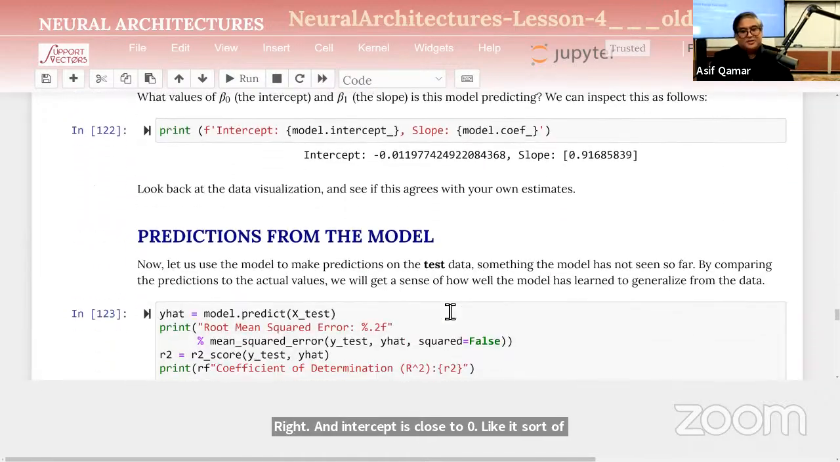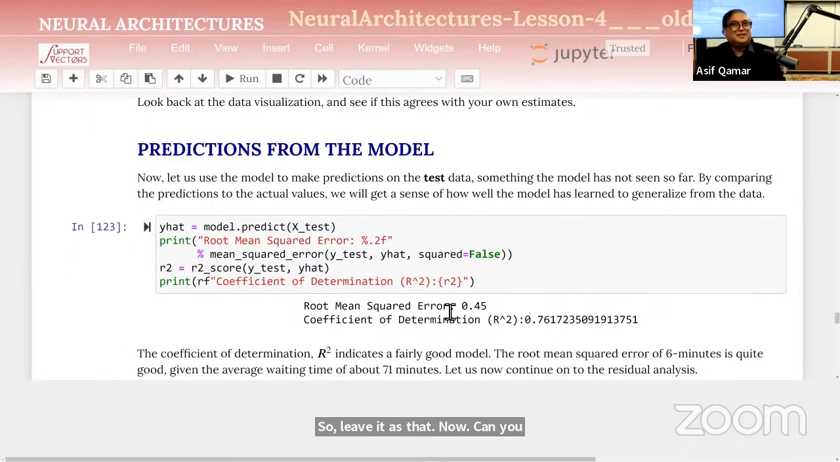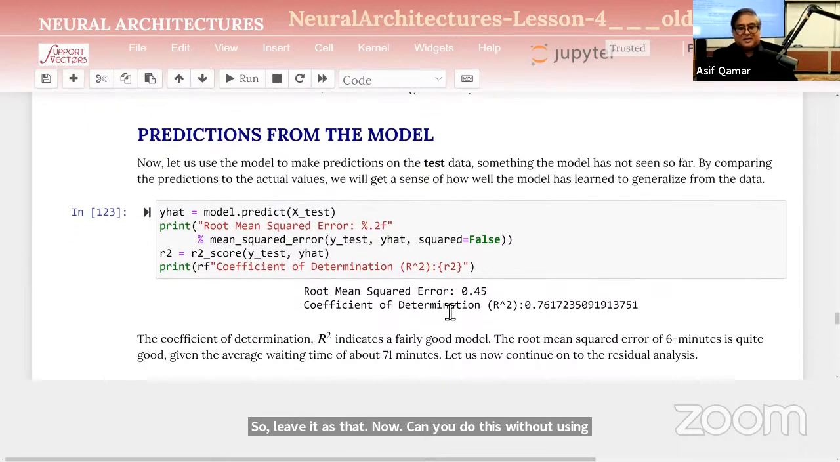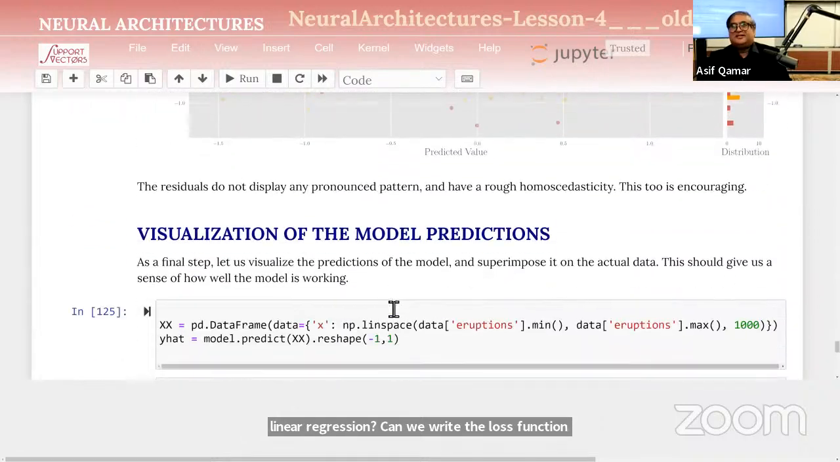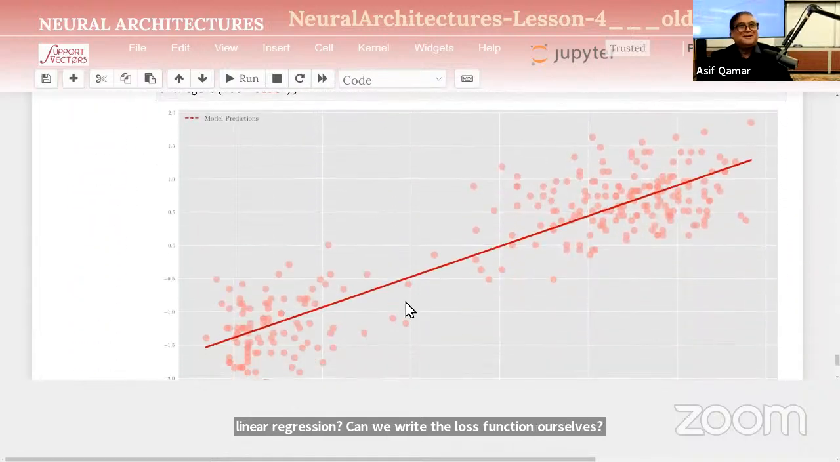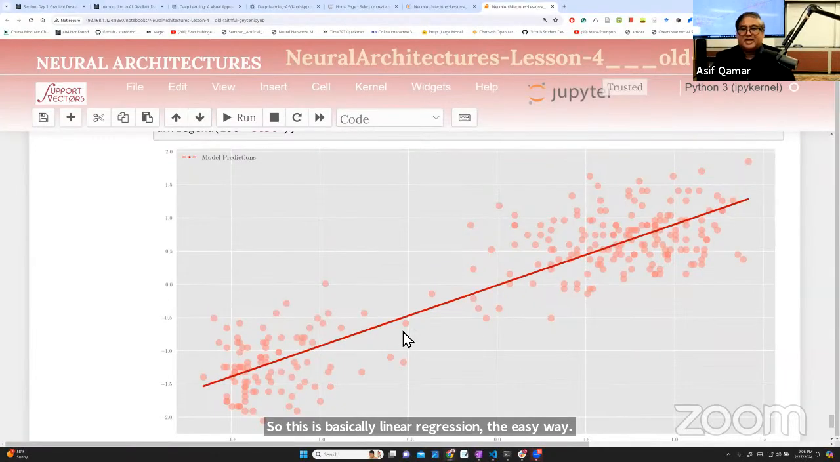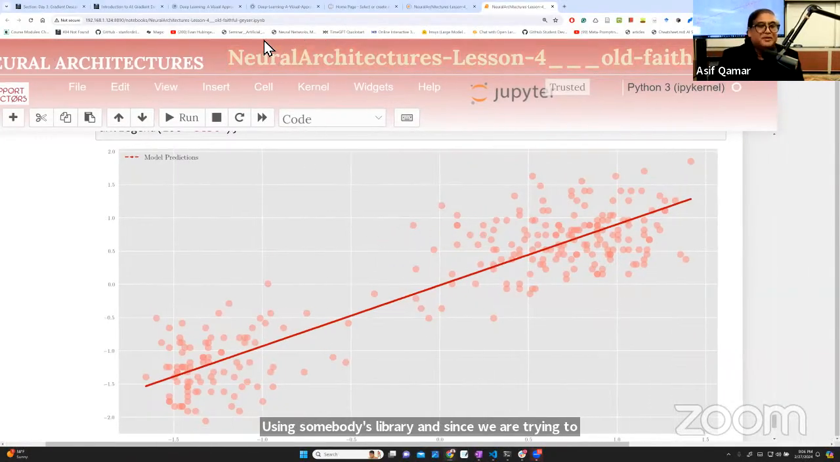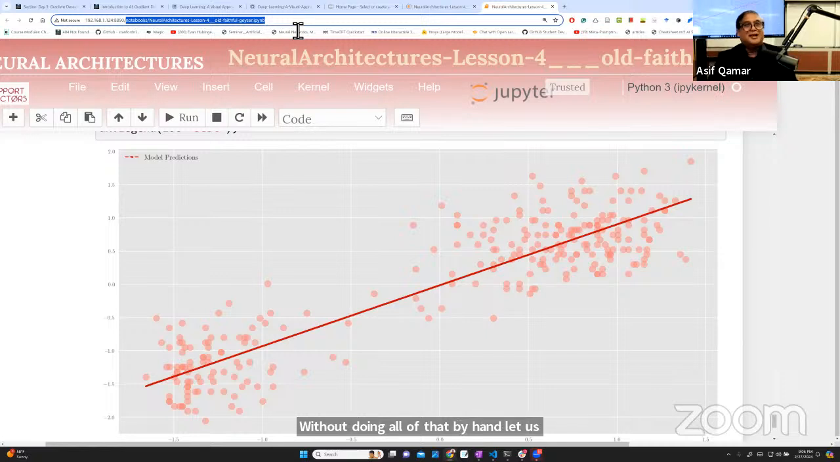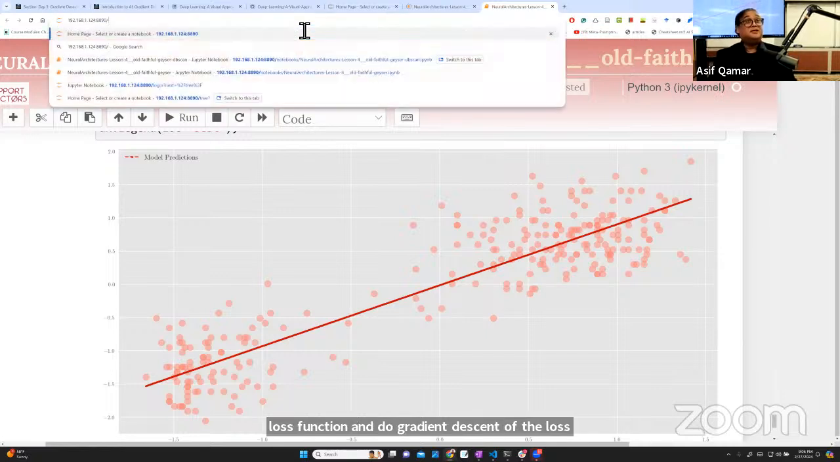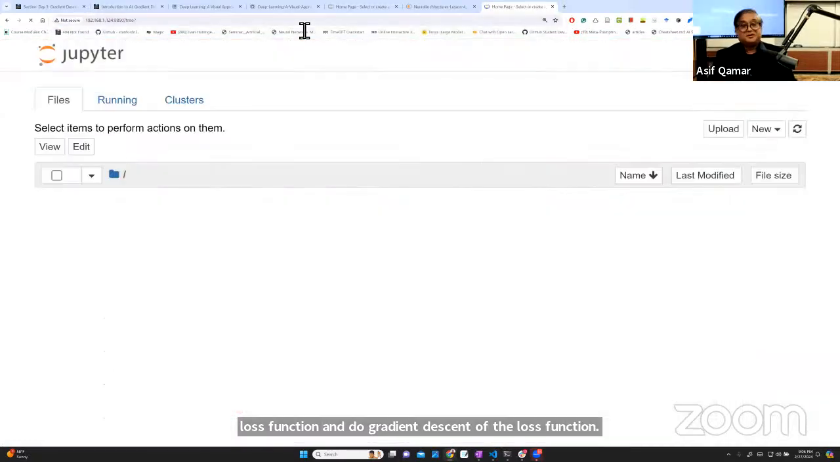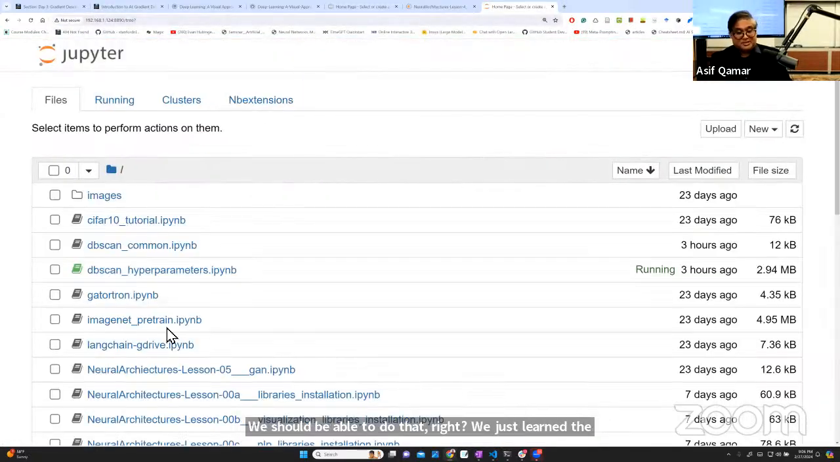Now, can you do this without using linear regression? Can we write the loss function ourselves? So this is basically linear regression, the easy way, using somebody's library. And since we are trying to learn machine learning from scratch, let's try to do it without all of that. By hand, let us compute the loss function and do gradient descent on the loss function. We should be able to do that, right? We just learned the learning in machine learning. So why rely on libraries? Let's go and do it on our own.